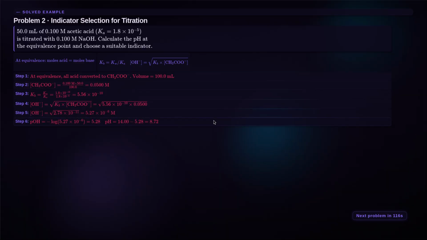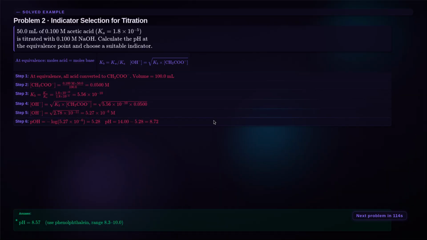Problem 2. Indicator selection for titration. 50.0 milliliters of 0.1 molar acetic acid with Ka equals 1.8 times 10 to the negative 5 is titrated with 0.100 molar NaOH. Calculate pH at equivalence and choose a suitable indicator.